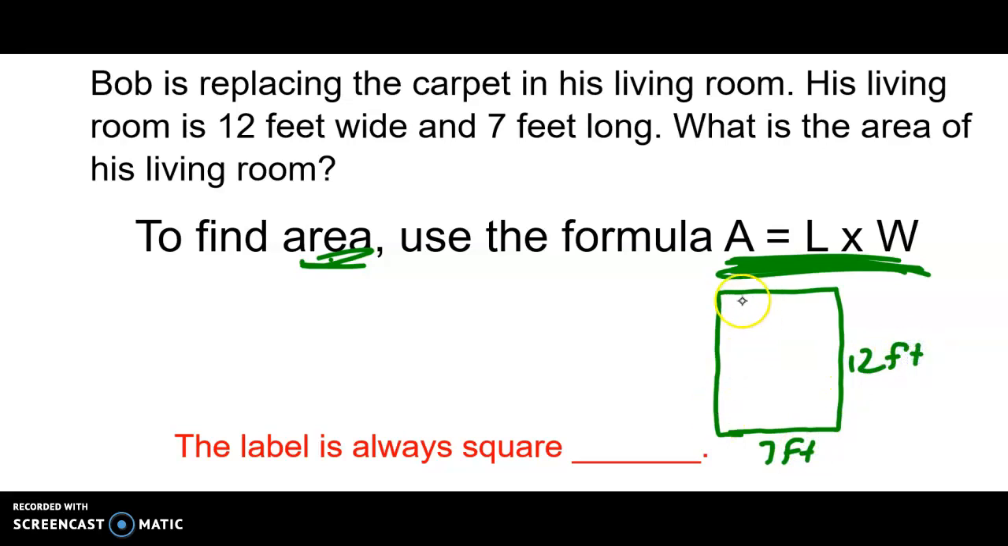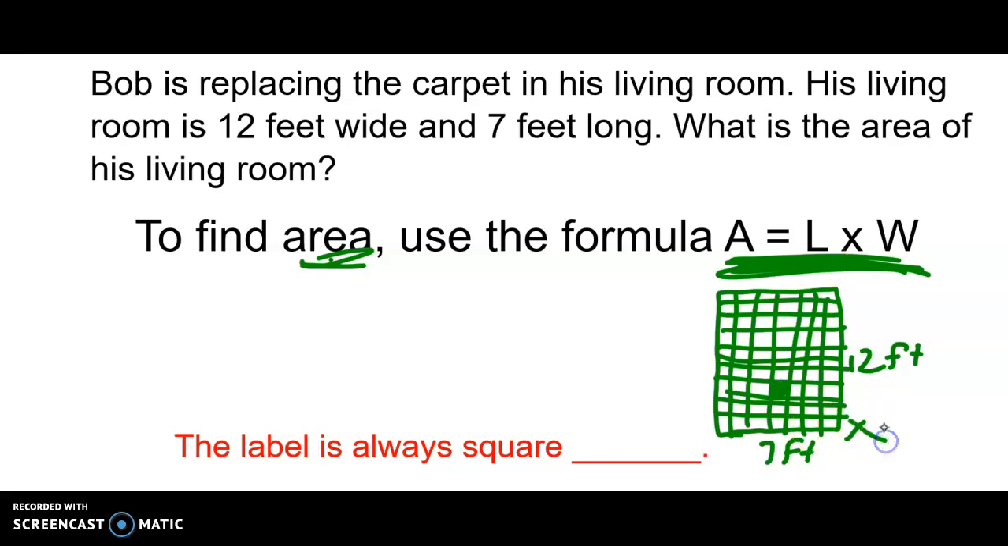And because we're doing area, that's really like cutting this way into 7 pieces, and then this way into 12 pieces. Oh, I need one more, okay? And we're finding out how many of these little square sections there are. So it's multiplication, it's 7 times 12. So when we do 7 times 12, we end up with 84.